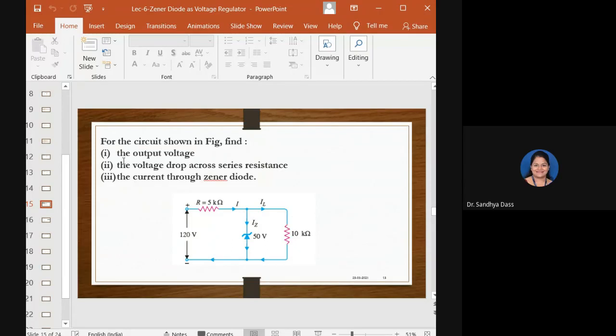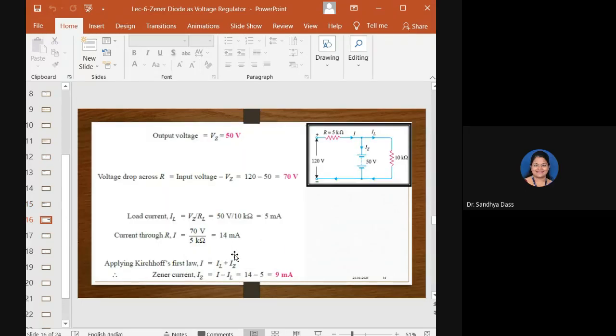Okay, that is the sub question. Second question, to find the voltage drop across the series resistance, as I said, you have to apply KVL here. When you apply KVL, again write minus V plus VR or VS, whatever you want to take here. Say we will take it as VS plus VZ is equal to 0. Minus V, your input voltage, plus VS plus VZ is equal to 0.